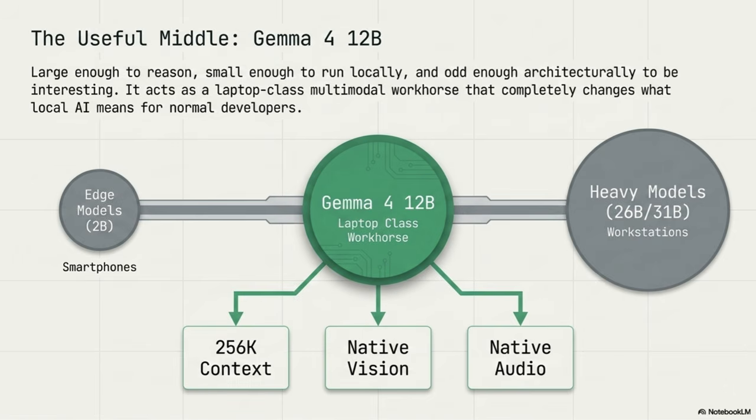And to understand why this specific model is such a game changer, we kind of have to look at the official stats, what a 12B model actually is. Right, 12 billion parameters. It's positioned as this laptop-class multimodal workhorse. It sits right between the tiny stripped-down edge models you might run on a smartphone, like the 2B models, and the massive 26 billion or 31 billion parameter models that demand serious workstation hardware. Okay, let's unpack this a bit, because the specs on this thing are, frankly, a little hard to believe for a local deployment. They are pretty wild. We're looking at a 256K context window, which means you can feed it hundreds of pages of text all at once. Yeah, an entire book, basically.